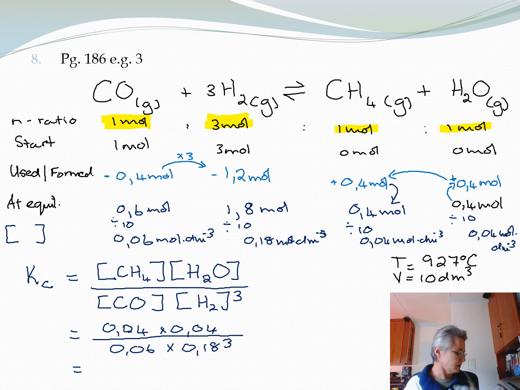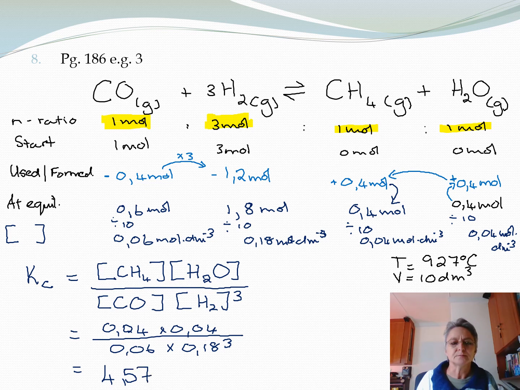And that brings us to an answer of 0.04 squared divided by open brackets 0.06 times 0.18 cubed close brackets, and I get 4.57 is the ratio called the Kc. This brings us to the end of the calculations.